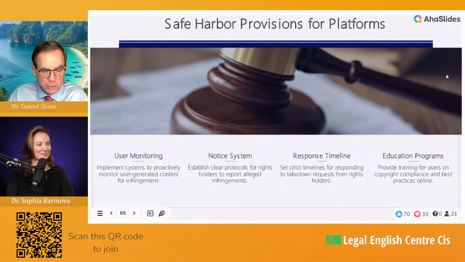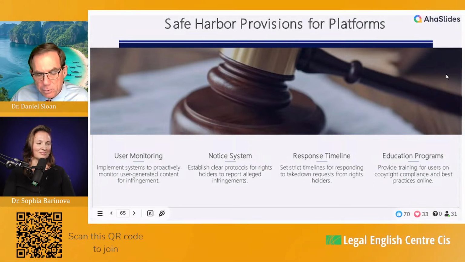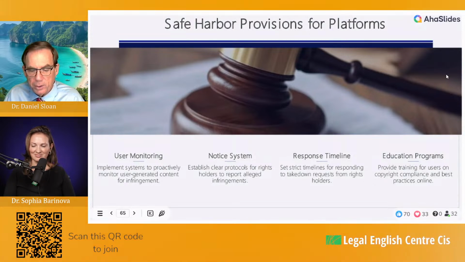Safeguard provisions, a little bit more on that on the platforms. User monitoring: implement systems to proactively monitor user-generated content for infringement. And this happens a lot because people are using newer technologies to incorporate music or other copyrighted properties, without really meaning to infringe on it, but you want to catch that. Notice system: establish clear protocols for rights holders to report alleged infringements. Response timeline: set strict timelines for responding to takedown requests from rights holders, and it shows that you're doing your due diligence. And then education programs: provide training for users on copyright compliance and best practices.